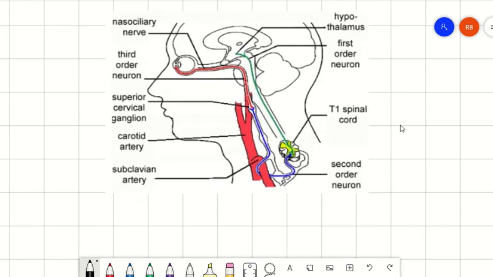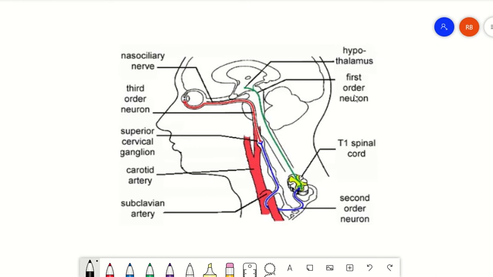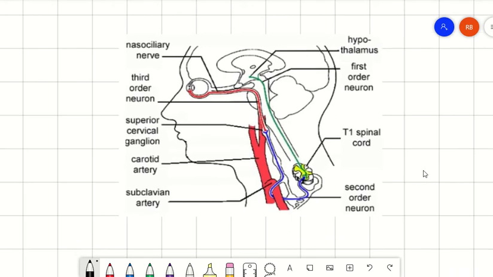I'll just show you another diagram in case you want to see another one. So this essentially says the same thing. The first order neuron goes from the hypothalamus into the spinal cord and synapses, loops around the subclavian artery over the apex of the lung, and then synapses again at the superior cervical ganglion. The third order neuron enters the nasociliary nerve and the long ciliary nerve to synapse at the end.